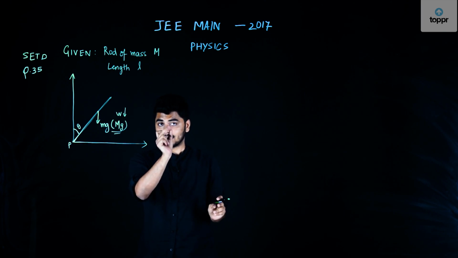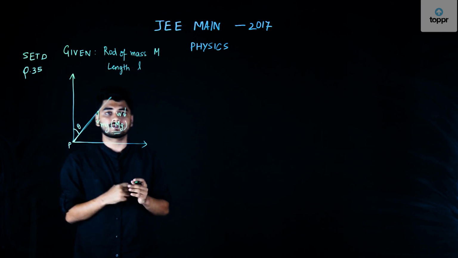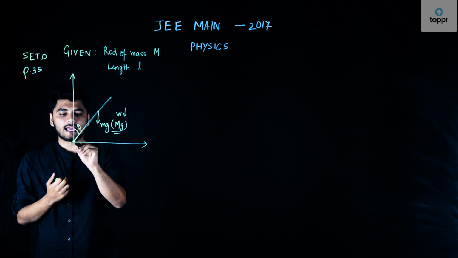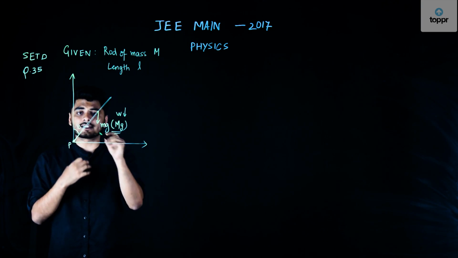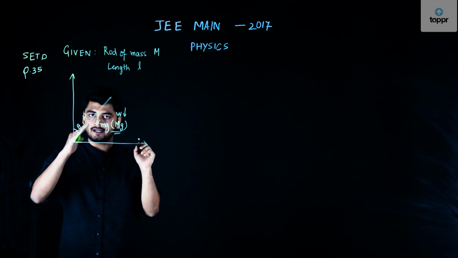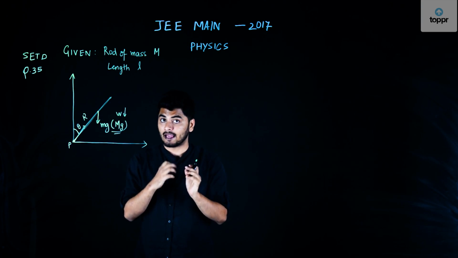Now there is another force which is acting at this point of the rod, which is, let's say, reaction R. We are just assuming that it's acting in this particular direction. This is just an assumption that we have made.